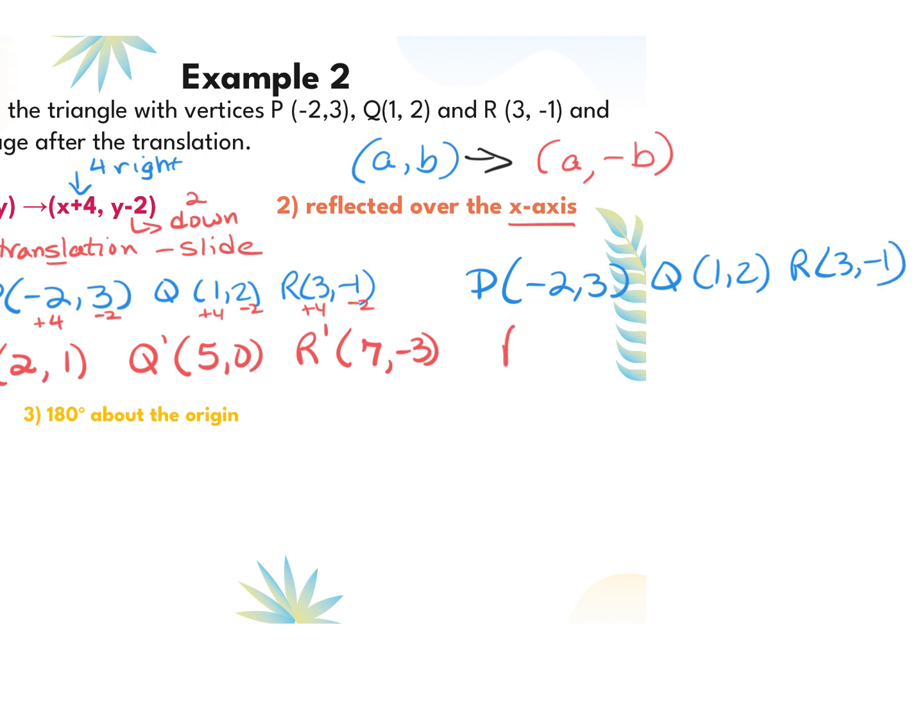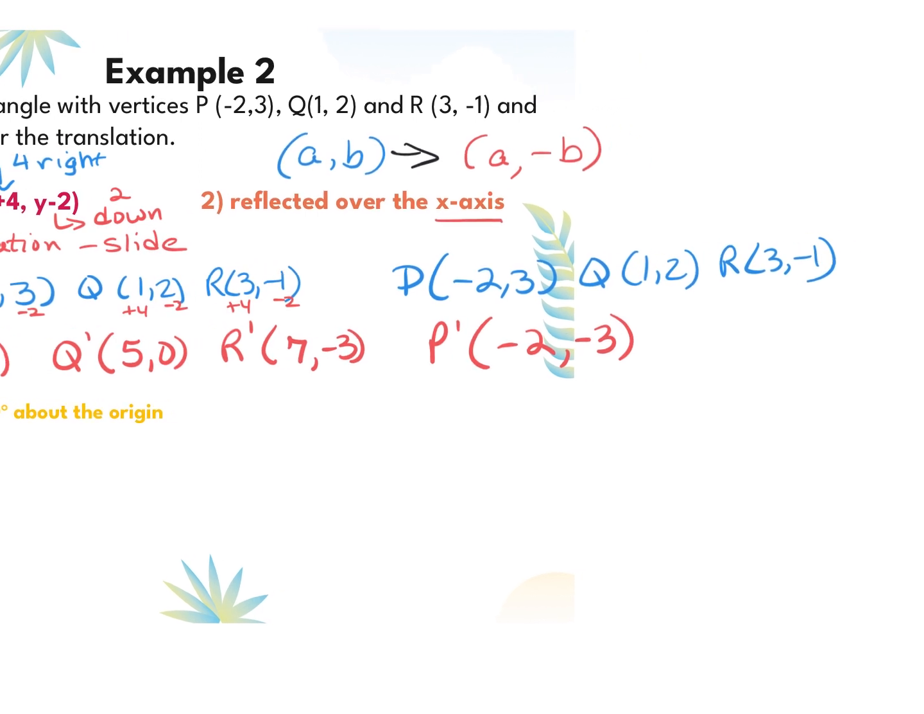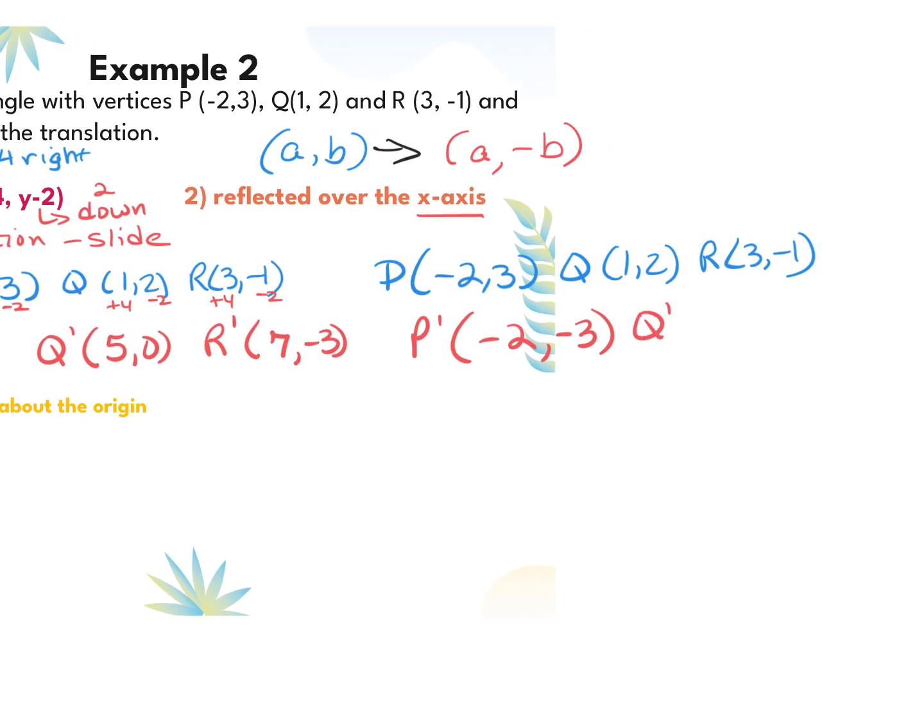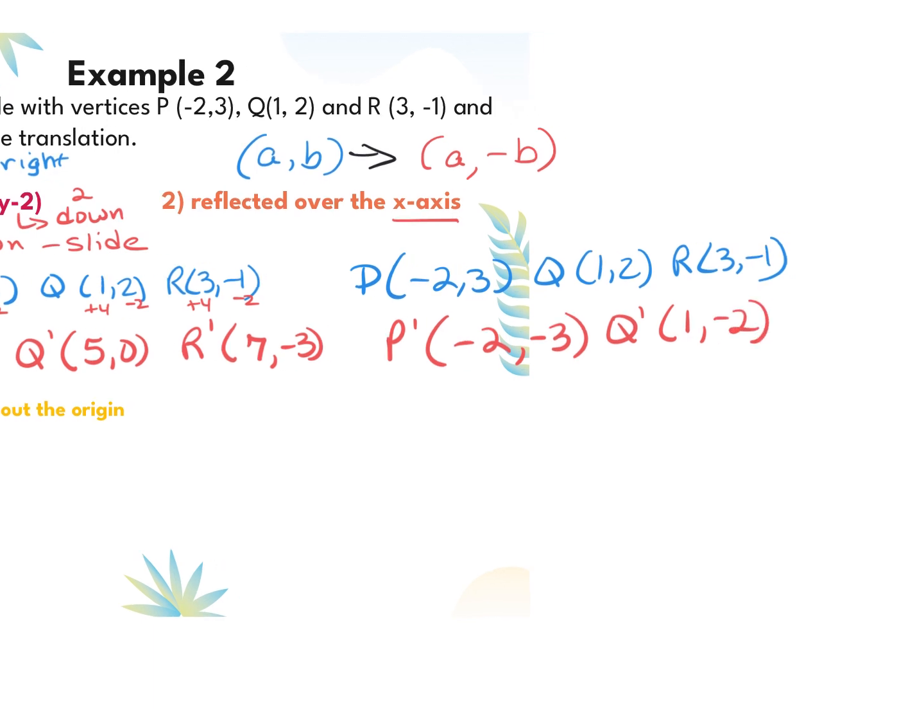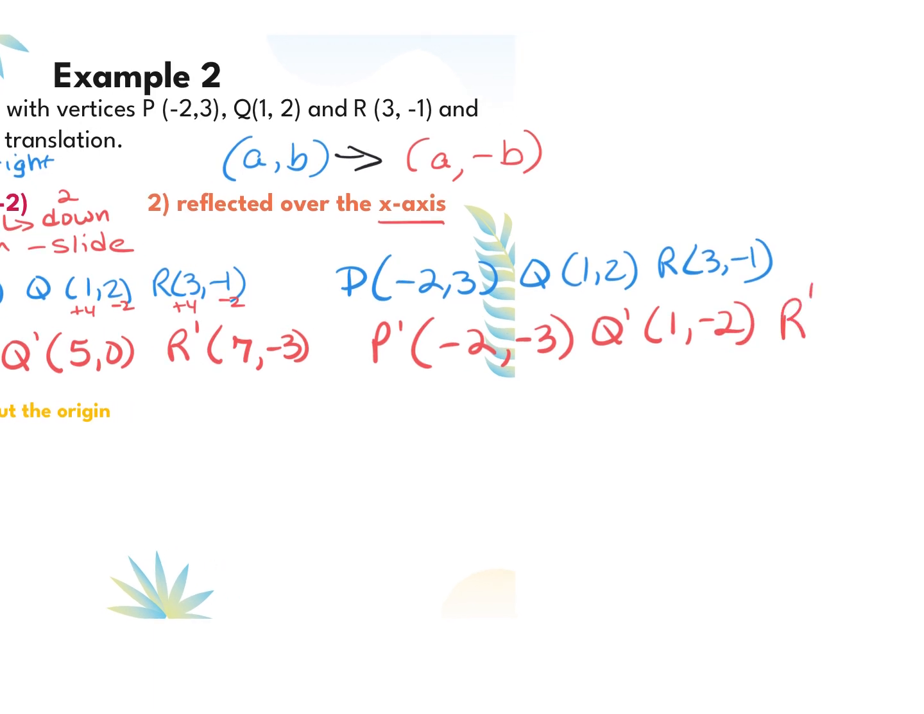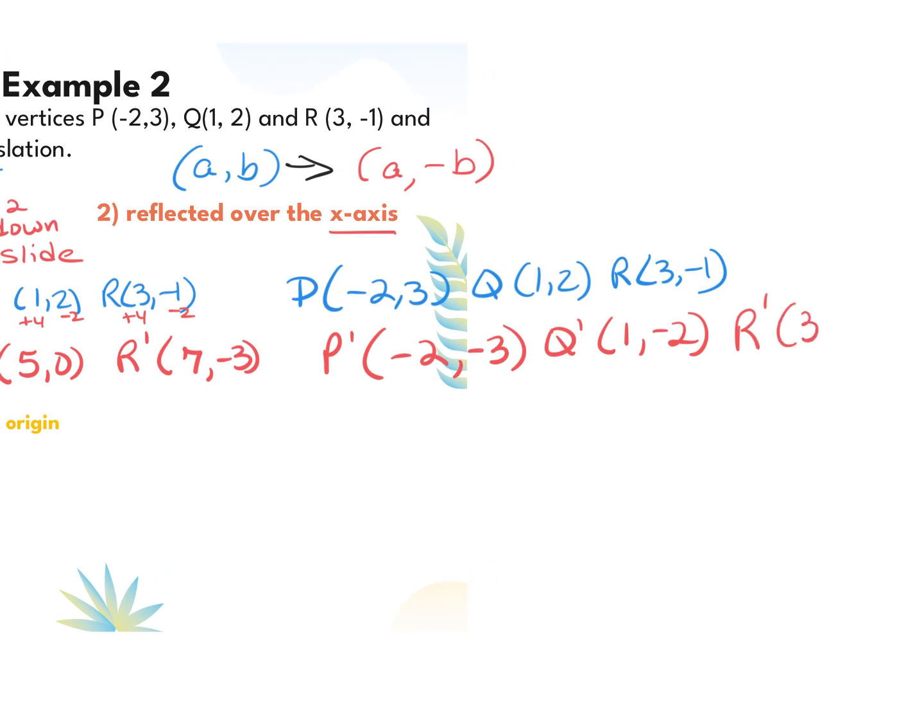So now for my P prime, or my new P value, I'm leaving the x of the ordered pair the same, and then I'm changing the y of that ordered pair and making it the opposite sign. Same thing here for the Q. I'm going to keep the x the same, make the y the opposite. And then lastly for the R, keep the x the same, make the y opposite. And then on the next slide, I'm going to graph these 6 ordered pairs.